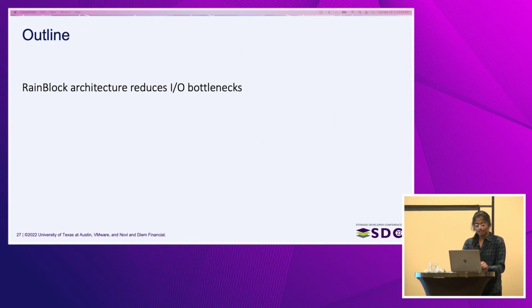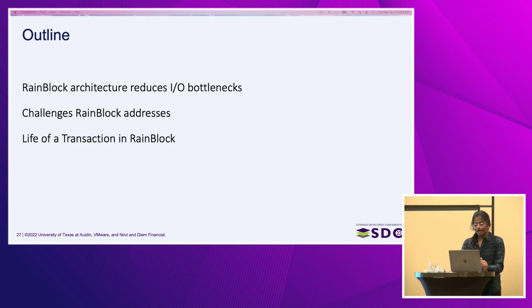I will first describe RainBlock's architecture at a high level and discuss how it overcomes these I/O bottlenecks. I will then detail two main challenges that RainBlock's architecture has to overcome to achieve high transaction throughputs. Finally, adding more details, I will walk through the life of a transaction in RainBlock.